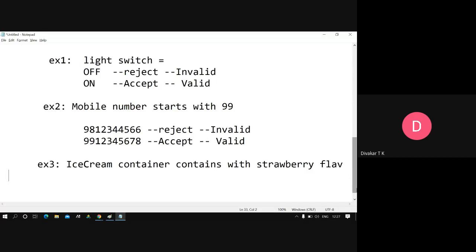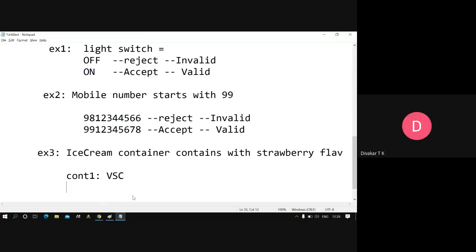Now imagine the two containers we have. Container number 1 contains, for example, vanilla flavor. Then tell me some other flavor. For example, strawberry flavor, then chocolate flavor, then blackcurrant. Next example we'll take. Container number 2: blackcurrant, vanilla, then chocolate flavor.